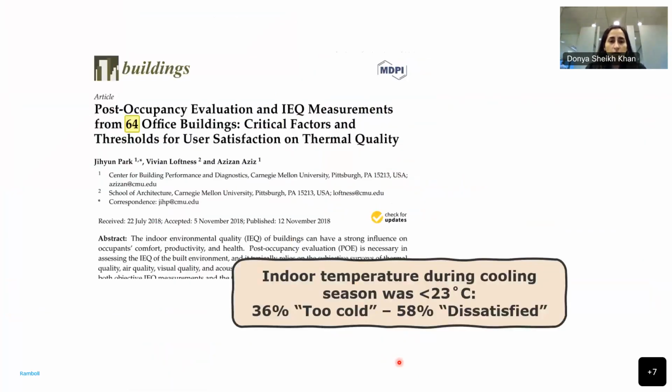Another important consideration to have in mind is occupant feedback and energy efficiency of buildings. A study conducted by Park and colleagues, part of the team at Carnegie Mellon University, monitored 64 office buildings and actually discovered that the temperatures that were set in the building to create comfort actually led to higher rates of discomfort when you ask the occupants.